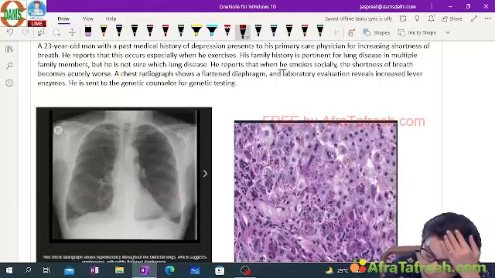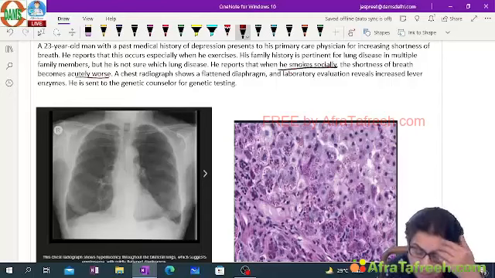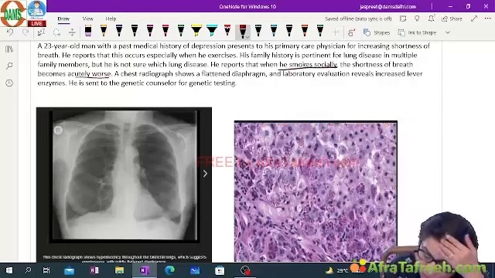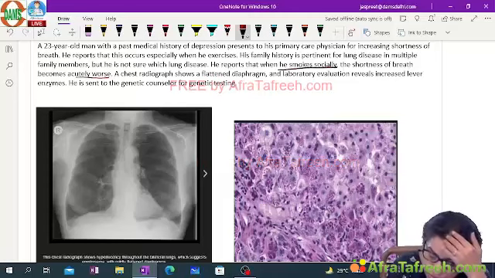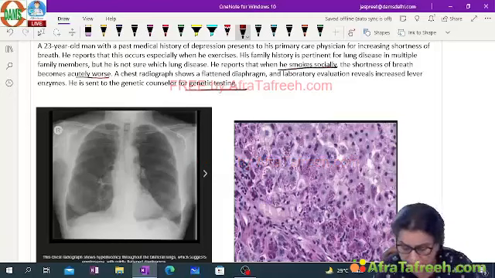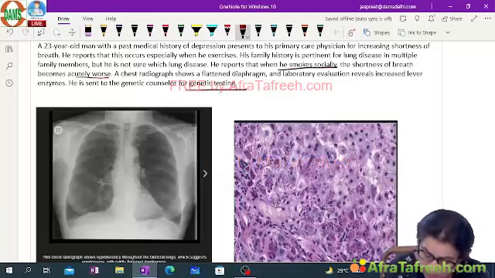He reports that he smokes socially. When he smokes socially, the shortness of breath becomes acutely worse. A chest radiograph shows flattened diaphragm and laboratory evaluation reveals increased liver enzymes. He is sent to a genetic counselor for genetic testing. So now if you see, this is a lung picture, and now look at liver.